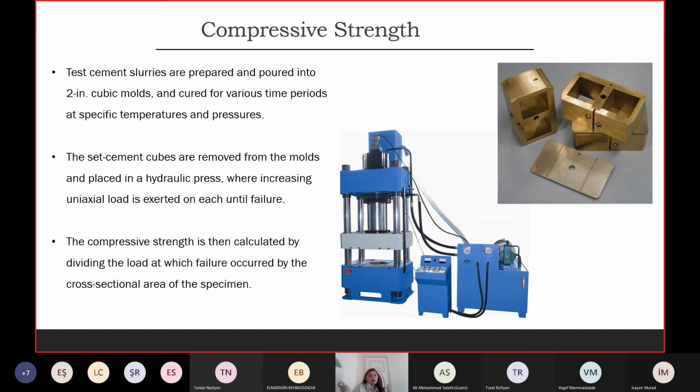Then after you get this load, it is calculated by dividing the load at which failure occurred by the cross-sectional area of this specimen, meaning sample, okay? We are getting the result from the machine, but there is a manual calculation too. This is the compressive strength. We always need to get a hard cement, and this is the way we measure how hard this cement is.